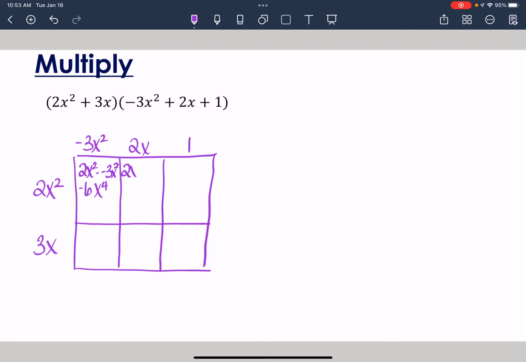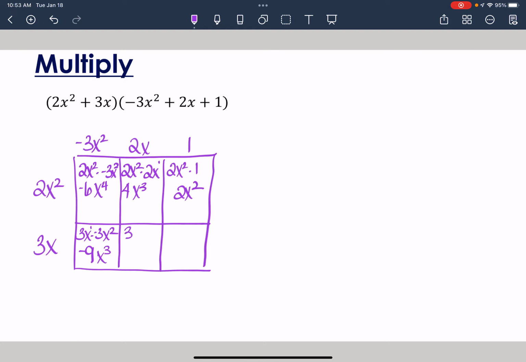Next one over, I have 2x squared times 2x. So 2 times 2 will be 4, and then x squared times x to the 1 will be x cubed. I have 2x squared times 1 here, so this will be 2x squared. The bottom left, I have 3x times negative 3x squared. So 3 times negative 3 will be negative 9. And then x to the 1 times x squared will be x cubed.